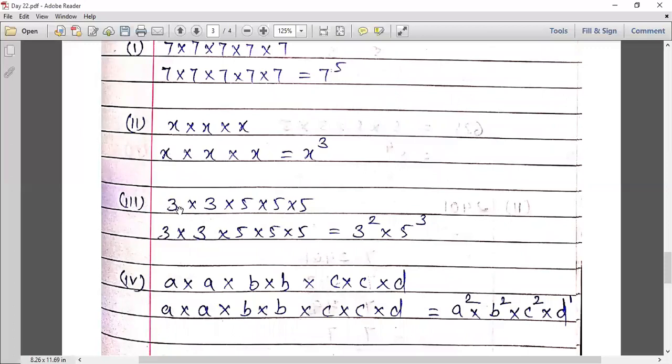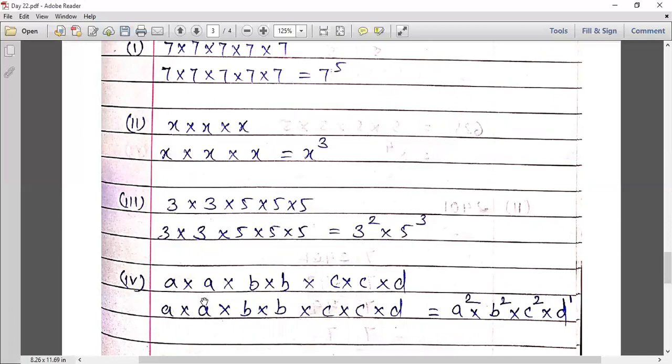In part 3, 3 as well as 5 are repeated. So 3 into 3, you can see 3 is repeated 2 times. I will write 3 raised to 2. 5 is repeated 3 times. So multiplied by 5 raised to 3.